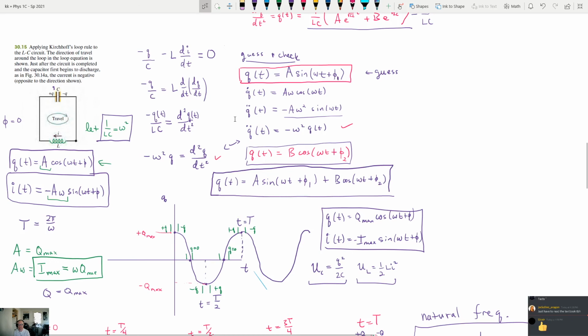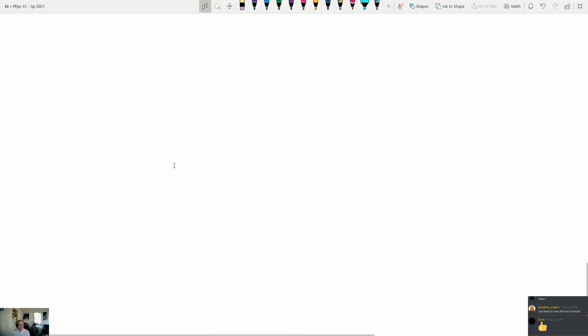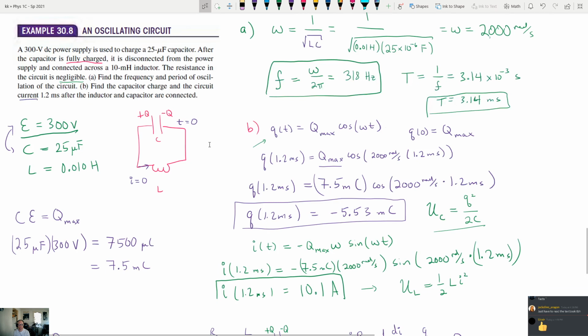So our LC circuit could basically have energy flow forever. In this circuit, that cannot happen. And why is that? There's a resistor. That resistor is going to dissipate energy into the environment in the form of heat.